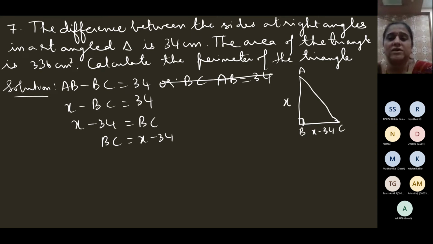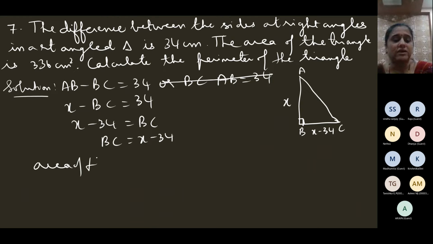Now what else is given? We have used the information that the difference is 34 centimeters. Now what is the next information? The area of the triangle is 336. Now we cannot use Heron's formula because we don't know the hypotenuse. You can find the hypotenuse using the Pythagoras theorem, but that's going to be very tedious. So we cannot use Heron's formula here, but we can use the formula half base into height because we know the base and height. Area is given.